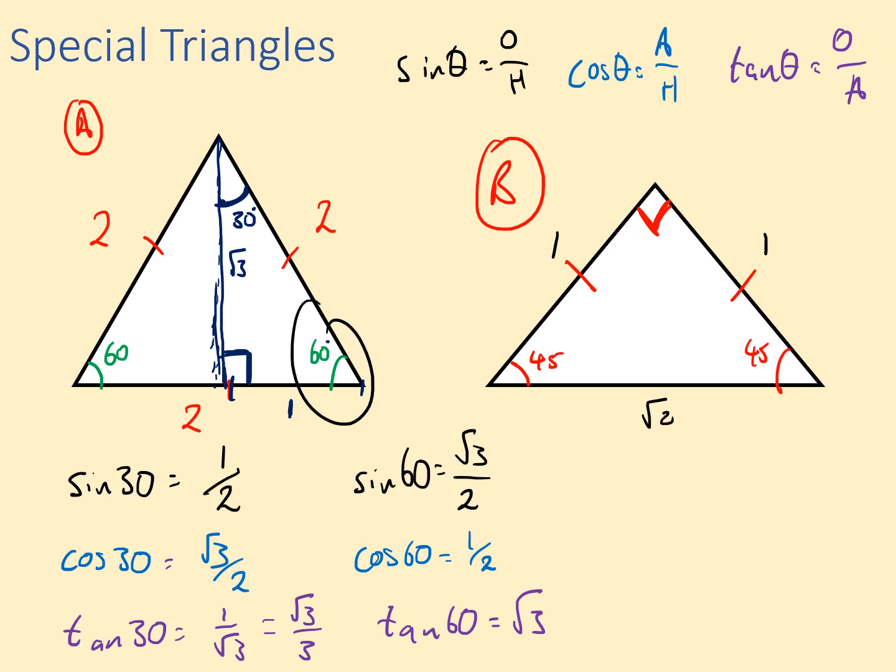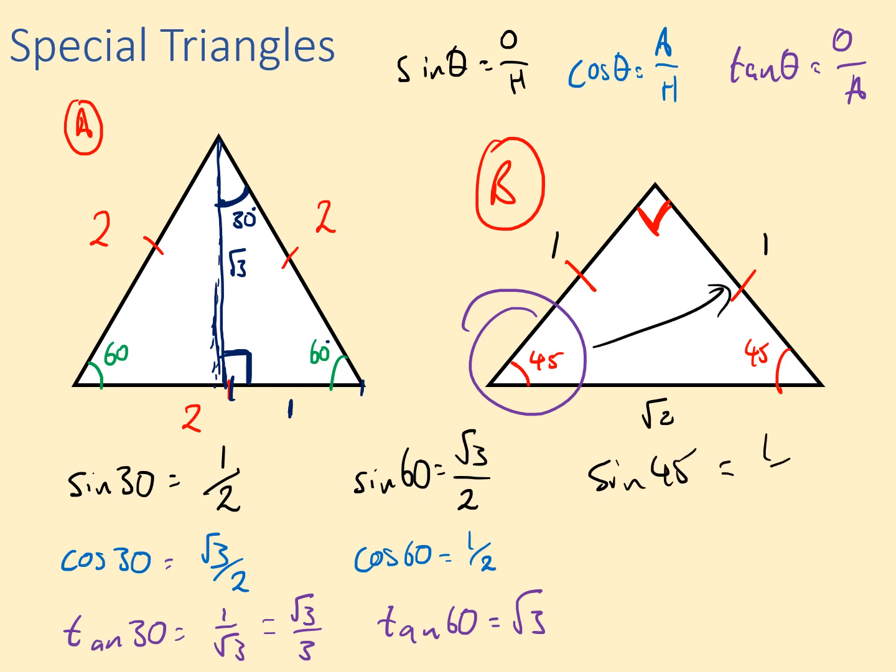Let's do the same thing again then. So we've now got a right angle triangle, so let's just work with these angles. It doesn't matter which one we choose here. So let's say I've got this 45 here, and let's go for the sine. So sine of 45, the opposite to that is 1, and the hypotenuse is root 2, so it's 1 over root 2. If I rationalise that, I get root 2 over 2.